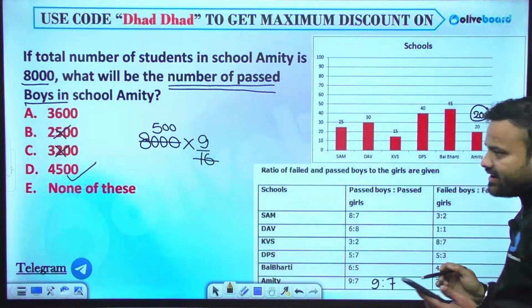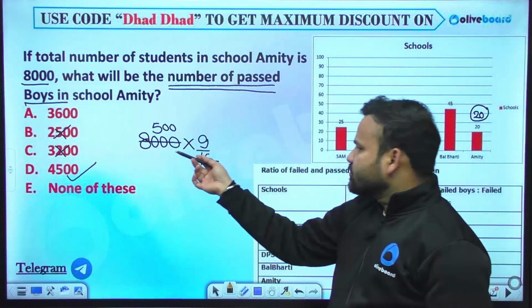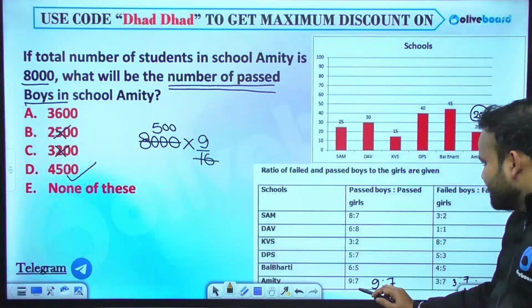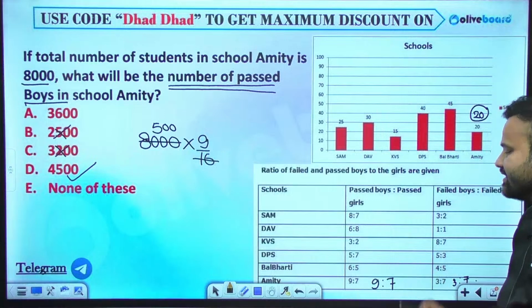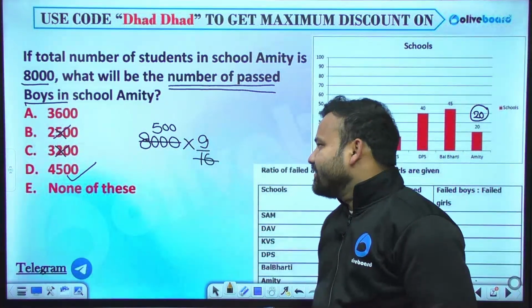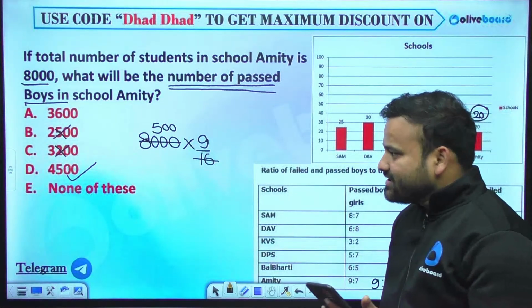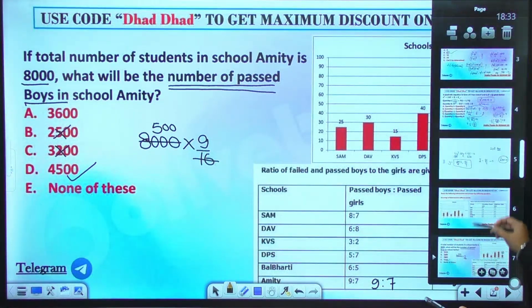Saurav, how come you are getting 3,600? 8,000 what is the total student? And the number of passed boys is 9 out of 16. So 9 by 16. 16 times of 500, 500 into 9 is what? 4500. D. Check your answer, bacha. Check your answer, it will be D. It has to be D.